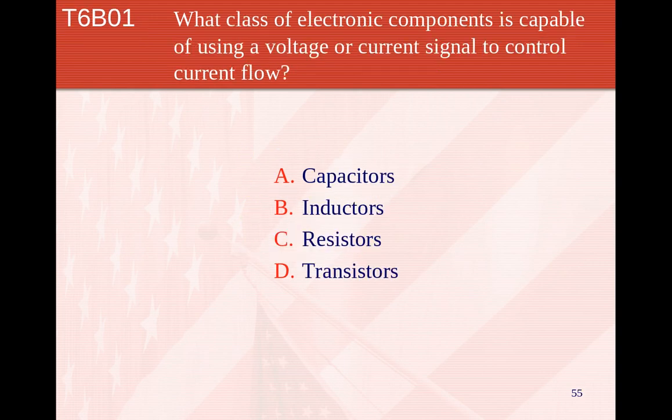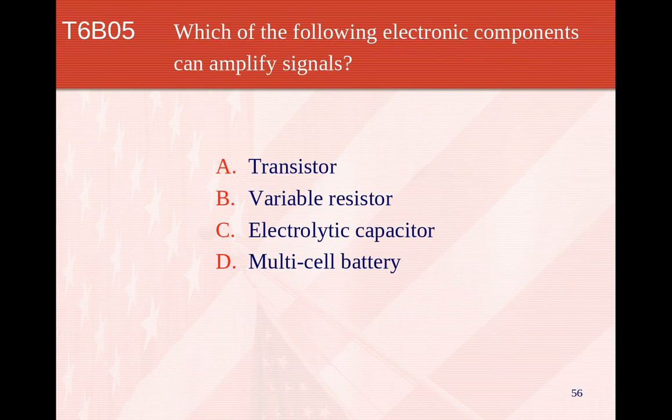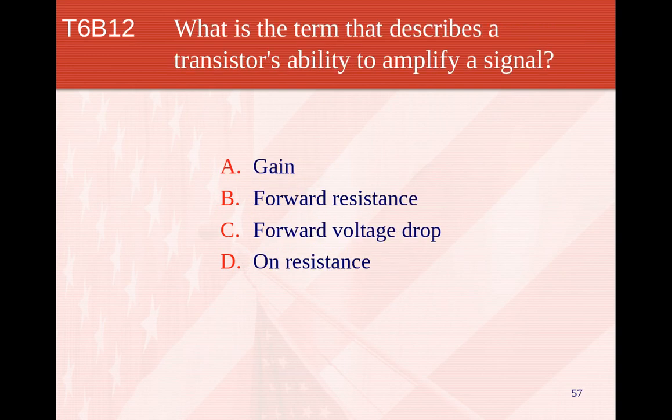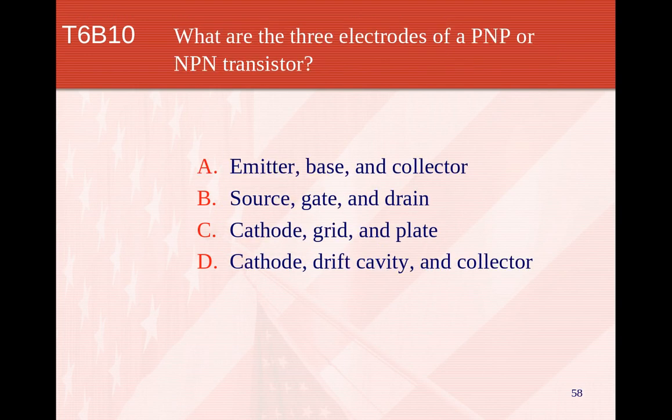Which of these components can be used as an electronic switch or amplifier? Transistor. What class of electronic component is capable of using a voltage or current signal to control current flow? The transistor. Which of the following electronic components can amplify signals? The transistor. What is the term that describes a transistor's ability to amplify a signal? Gain.